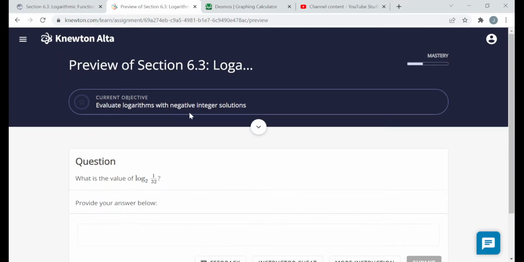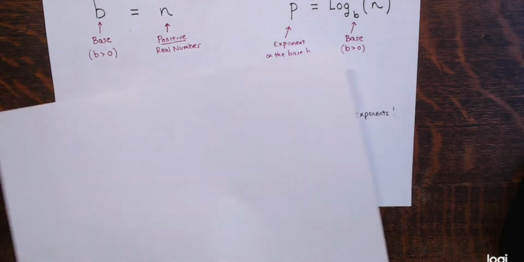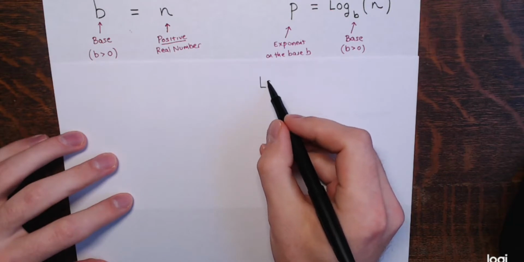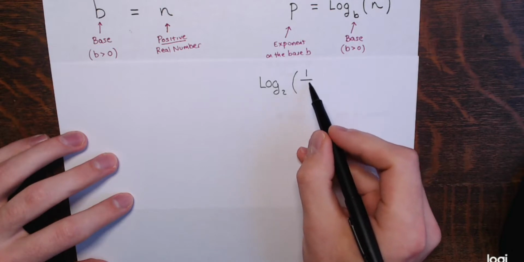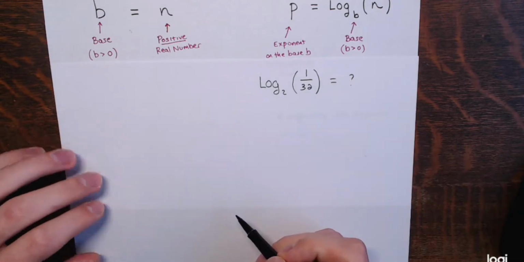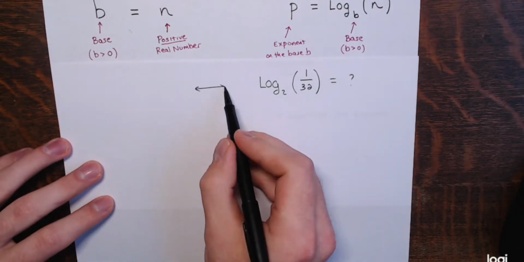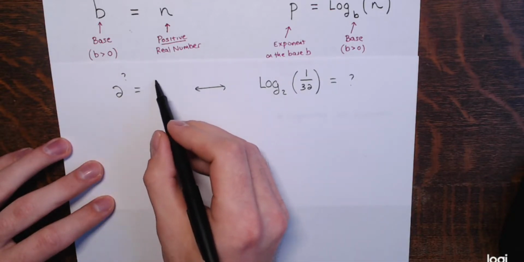Here's one with negative integer solutions, right? So same thing, right? They give you a logarithm with no variables, and just say, what's the value of this logarithm? What's it equal to? So same deal. Got the log. We're given the log base 2 of 1/32. What is this equal to? And remember, the equivalent exponential form would be 2 to what power? 2 to the question mark power equals 1/32.